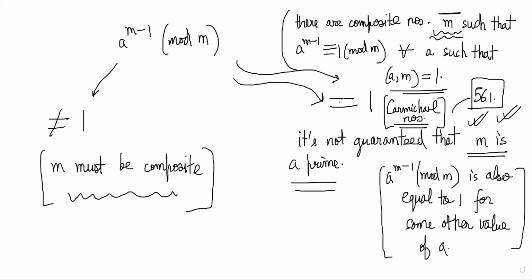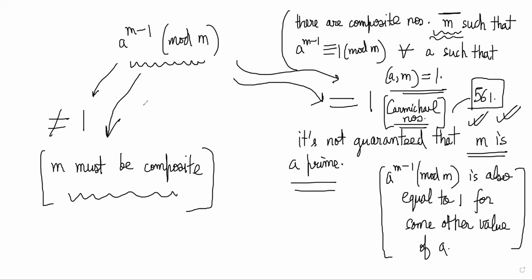However, the point was we should be able to test whether a number is composite or not. This test always works. If a to the power m minus 1 mod m comes out to be not equal to 1 for a co-prime with m, then that number m must be composite. So we have learned how to do that test by the successive squares method.